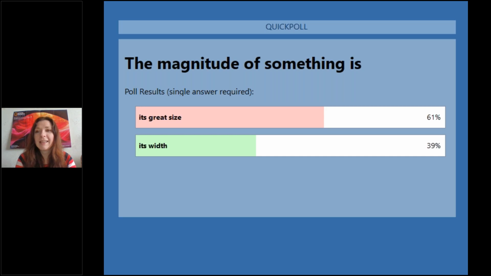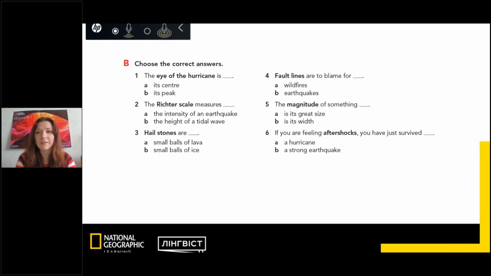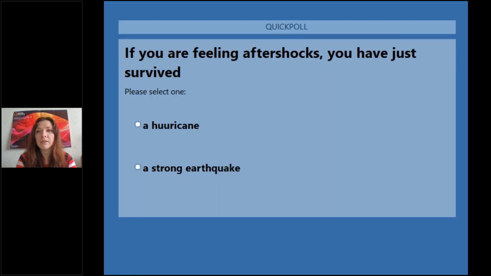Well done. And the last one, aftershocks. Let's try. If you are feeling aftershocks, you have just survived a hurricane or a strong earthquake. Aftershocks. What is it for?